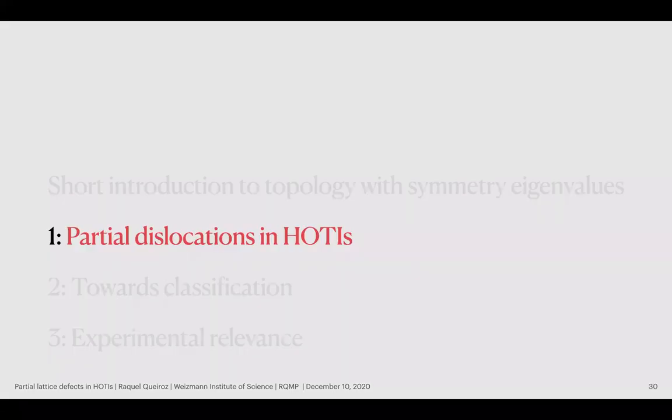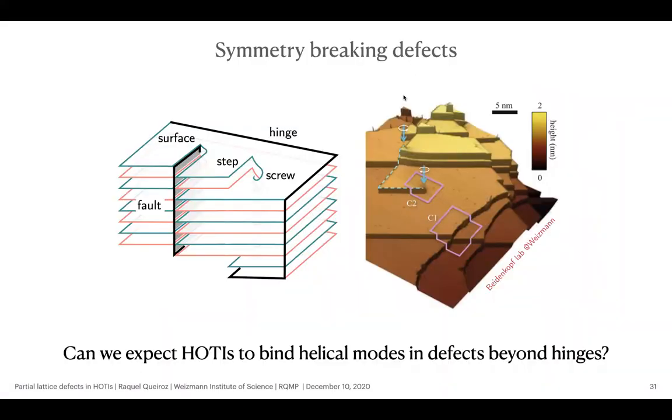So these kind of motivate us to understand not only what happens at hinges in higher order TIs, but what happens at step edges and other types of lattice dislocations, like screw dislocations. So what we generically know is that if you have a probe like Sophie Garon has, then it's kind of easy to take into account the hinges. But if you have a spectroscopic probe, which is something local, you are unlikely to actually measure what's happening at the hinge.